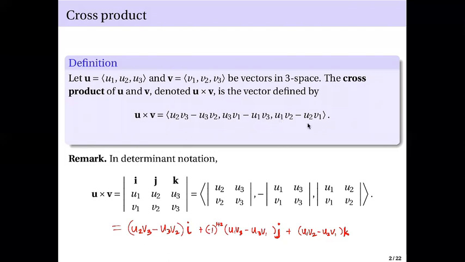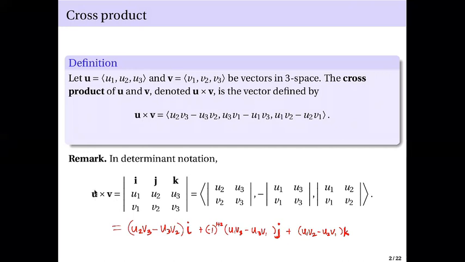Okay, so that's the cross product of two vectors in three-space. Now please be careful when doing the cross product. I'm telling you now that the location of the vectors u and v are important. Later you will see that when you interchange the two, something will happen.